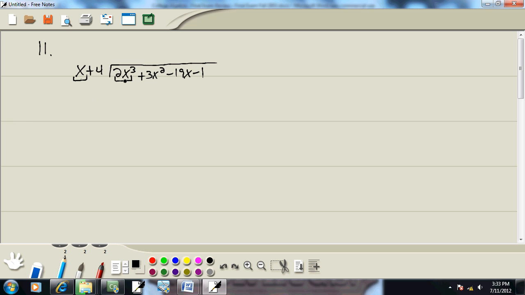We're going to take a look at the first term of each, decide what to put up on top. You ask yourself what times x gives you 2x to the third, and that's 2x squared. Now, whatever we put up on top, we multiply by what's out in front. So I'm going to take the 2x squared times x plus 4, which gives us 2x to the third. 2x squared times 4 gives us 8x squared. So we've got 2x to the third plus 8x squared. Now we're going to subtract this line, which means we'll flip the signs. So the positive 2x to the third becomes negative. The 8x squared, positive, becomes negative.